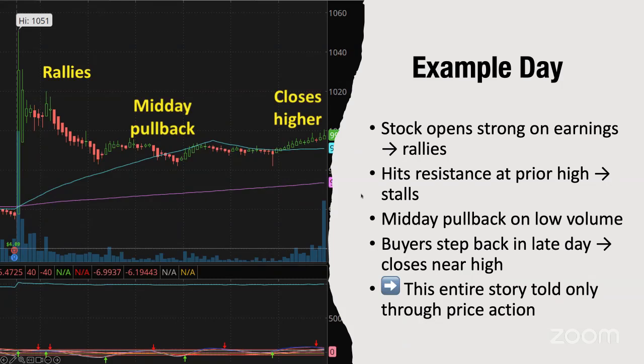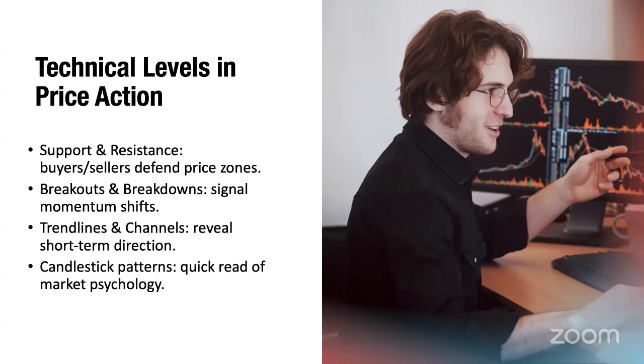Where price action does come into effect, and where traders a lot of times use it, is in technical levels: support and resistance, looking at where buyers are defending their price zones or sellers are defending theirs. We look at that from time to time. It is not primarily the way we trade in Income Masters. We tend to be more math and probability oriented for generating income. But we do look at the trends, where the stock is going.